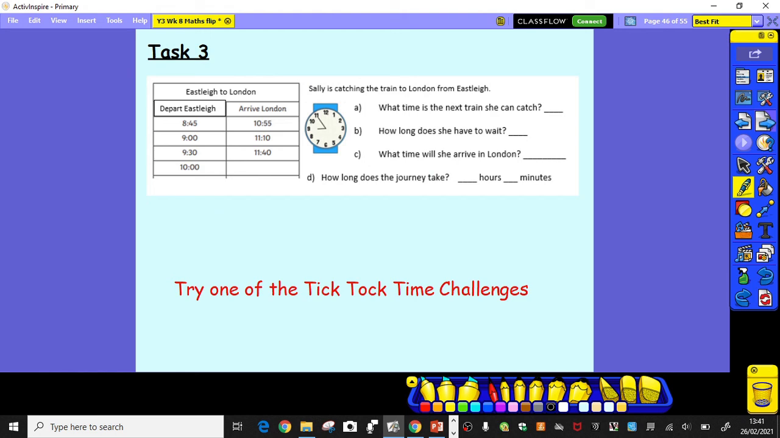And then for task 3, you've got a time problem, thinking about train times to London. You've got a timetable of the trains, and if you've still got plenty of time, you could always try one of the TikTok time challenges.